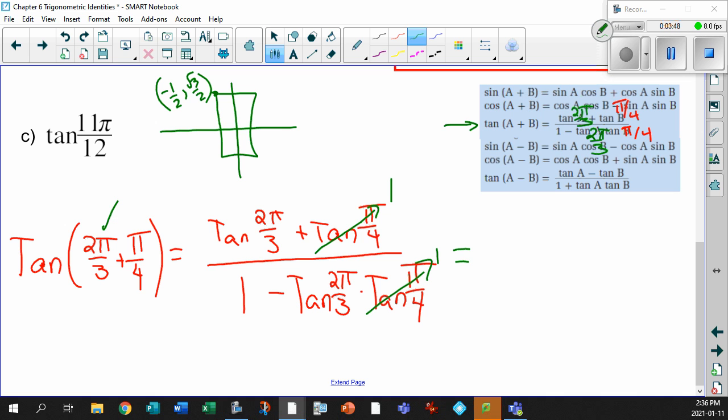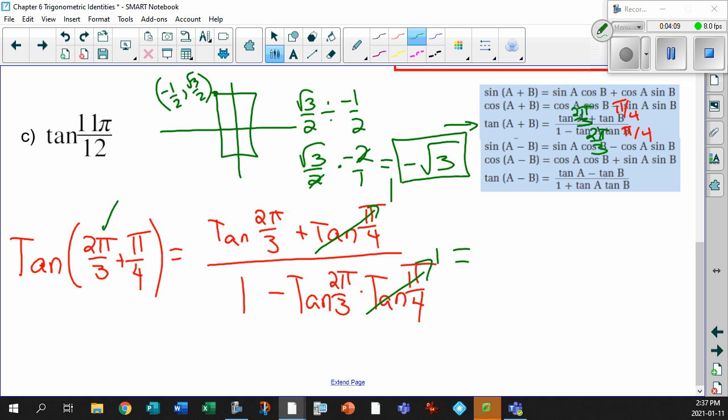And again, if you can't remember the tan of 2 pi over 3, at that point, remember you can always take the sine, root 3 over 2, divided by the cosine, which is negative a half. Remember, you can reciprocate this, root 3 over 2 times negative 2 over 1. Those cancel out to give you negative root 3. If you haven't had that memorized by now, you haven't done enough questions. Go out and do some more questions, and you'll just automatically remember this.